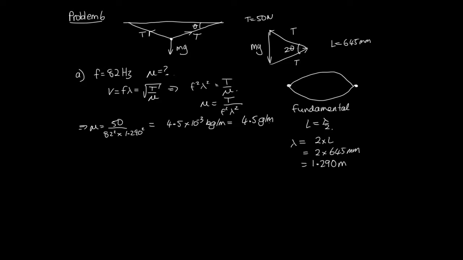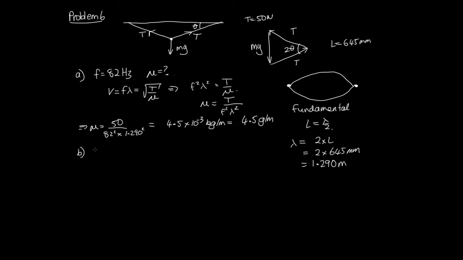We should always be asking ourselves when we've done a calculation if it sounds reasonable. If we ended up with 4.5 kilograms, for example, we'd know that something had gone wrong because a guitar string, 1 meter of it isn't going to weigh 4.5 kilograms. It's going to be fairly light. 4.5 grams seems reasonable. Okay, so part B then asks us, the highest string is tuned 2 octaves higher.